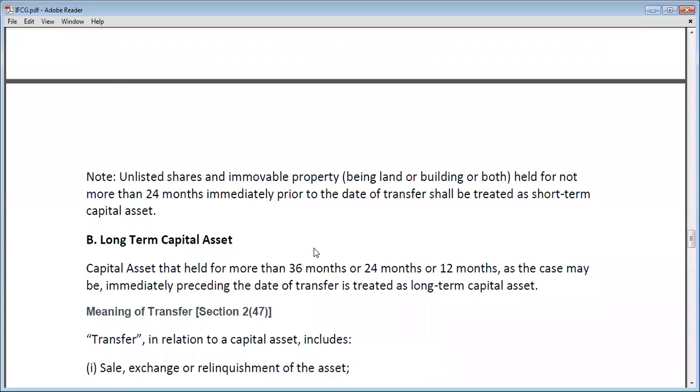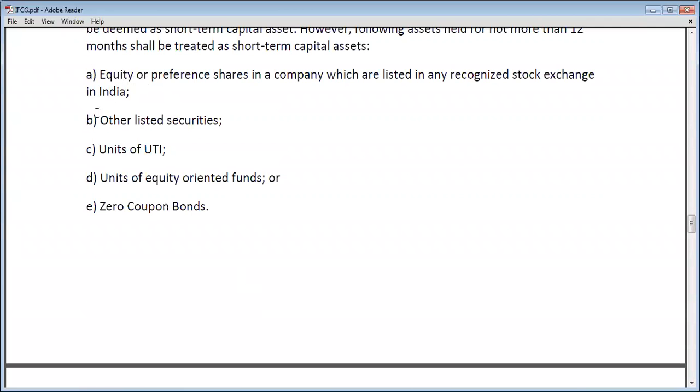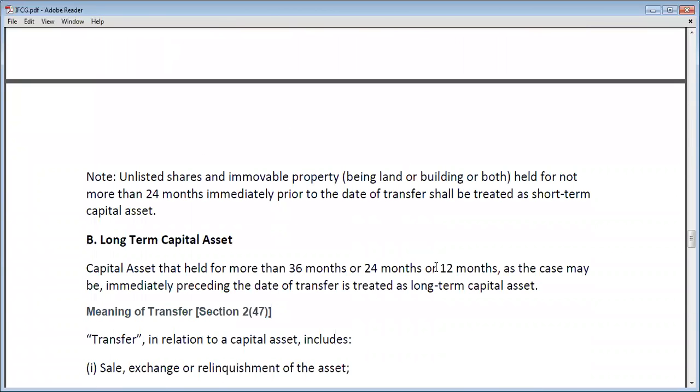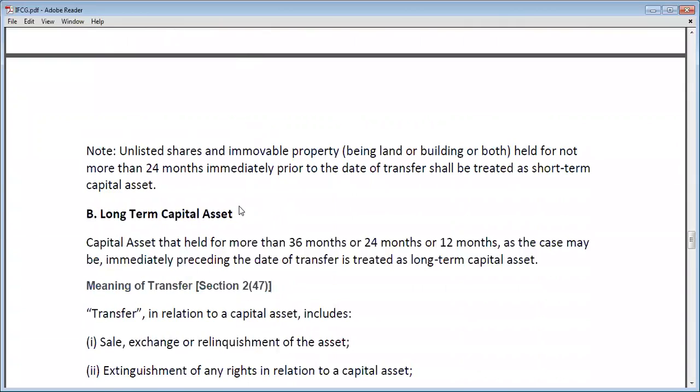And in the case of unlisted shares or immovable property, if you hold that kind of asset for more than 24 months, then that asset will be considered a long-term capital asset. And in the case of these assets, if you held the asset for more than 12 months, then that asset will be known as long-term capital. So basically, these are the differences between long-term and short-term capital assets.